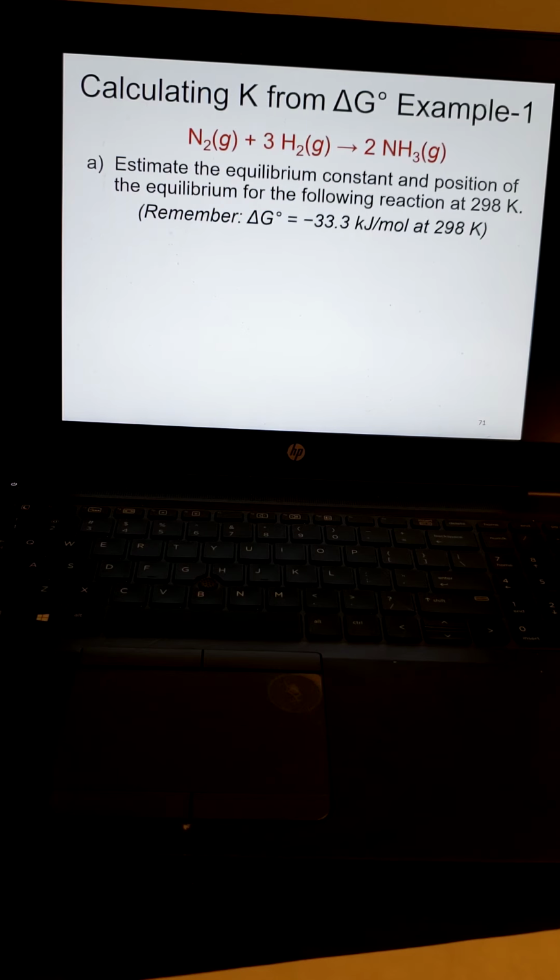Now, we've answered half the question, but let's do the math and actually calculate K. And we can rationalize if our K is correct because we just said that we know it's going to favor the products. So K should be a what? K should be a very big number, right? K should be a big number. So we know that we should get a big K.